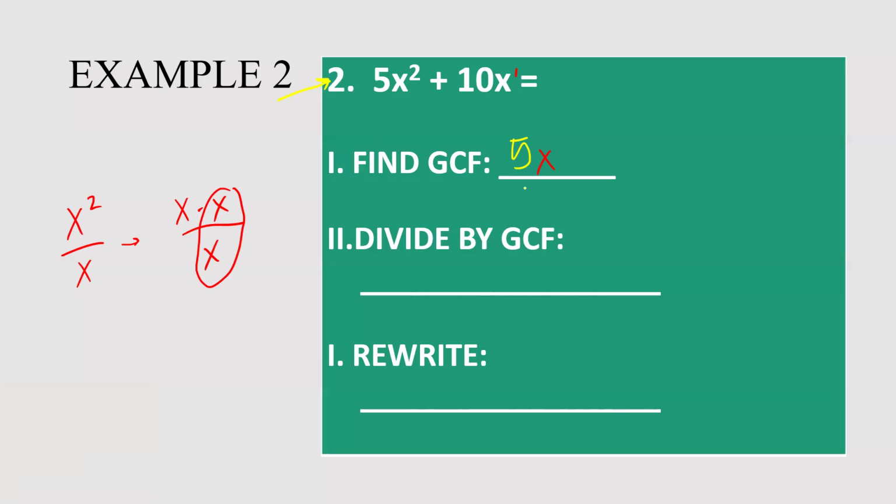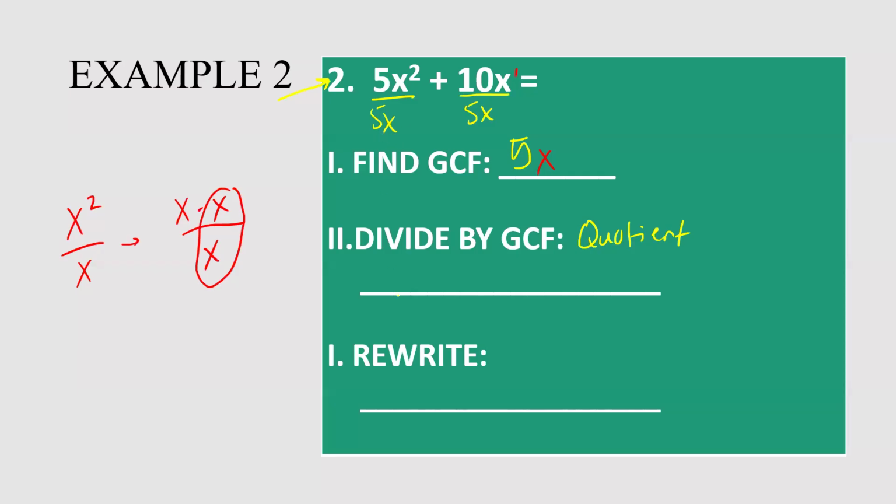Okay, so now we have our GCF. Now we're going to divide by our GCF, and that helps us find our quotient. So we're going to divide 5x squared by 5x, and divide 10x by 5x. My eraser's taking too long. You probably have a little more room where you can rewrite it. I don't, so I'm just squeezing it in up here. So we have 5x squared divided by 5x.